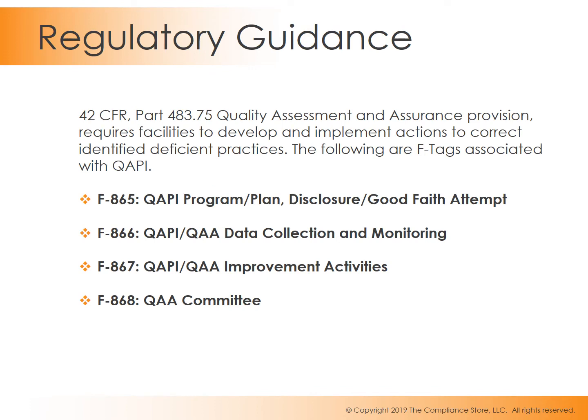Federal guidelines state that communities must conduct QAPI meetings regularly and maintain a QAPI program that focuses on care outcomes. F865, 866, 867, and 868 are F tags specifically associated with deficiencies in QAPI. You may not need to know what each of those tags means. Just know there are rules about how we set up our QAPI program.